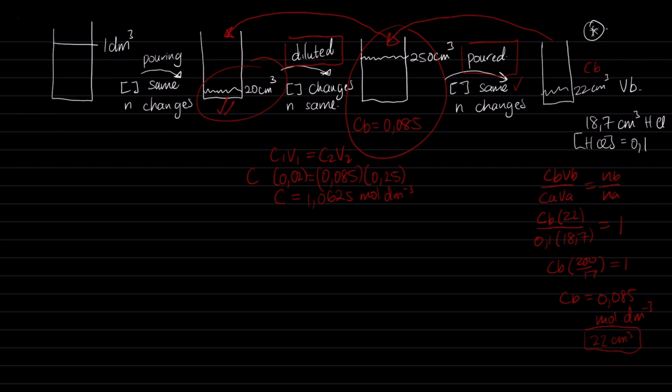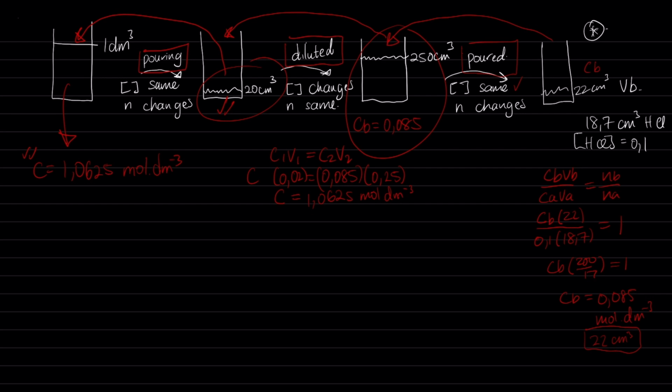Now that we have the concentration here, we can then go back to our original sample. So what happened between there? There was a pouring. And if there was a pouring, the concentration stays the same. So it means that the concentration in here is also going to be 1,0625 moles per dm cubed. So we know the concentration, and now we can work out the mass.